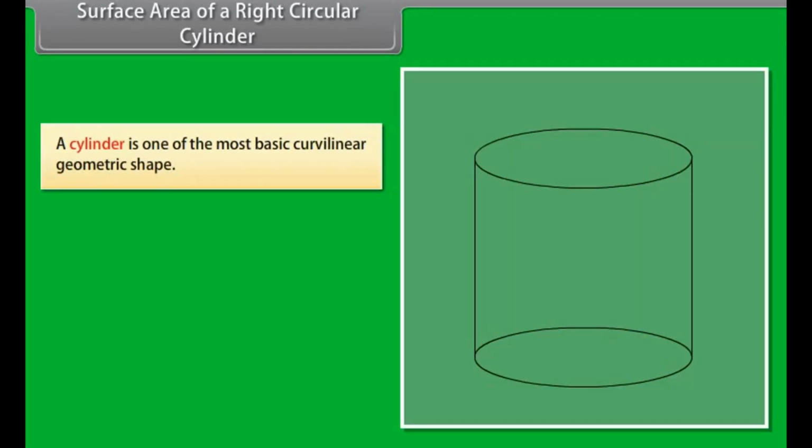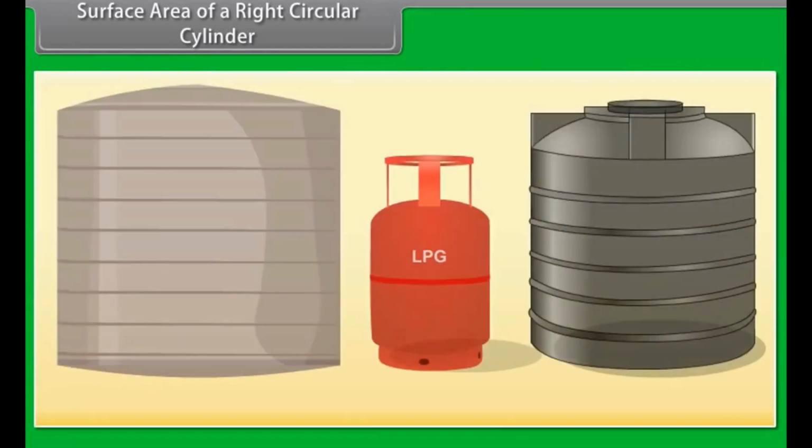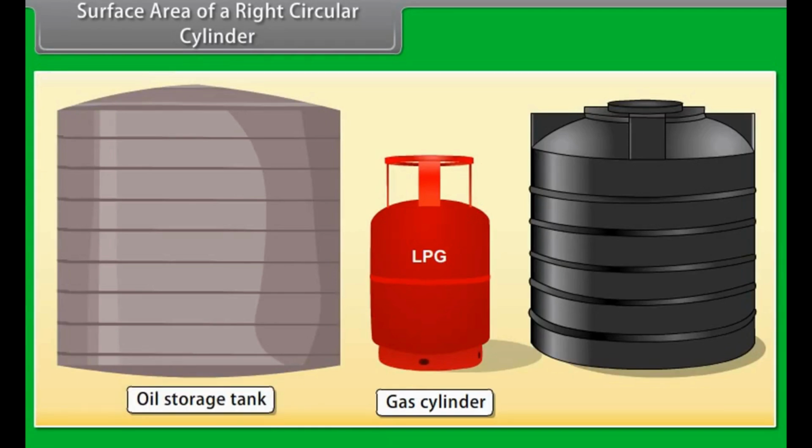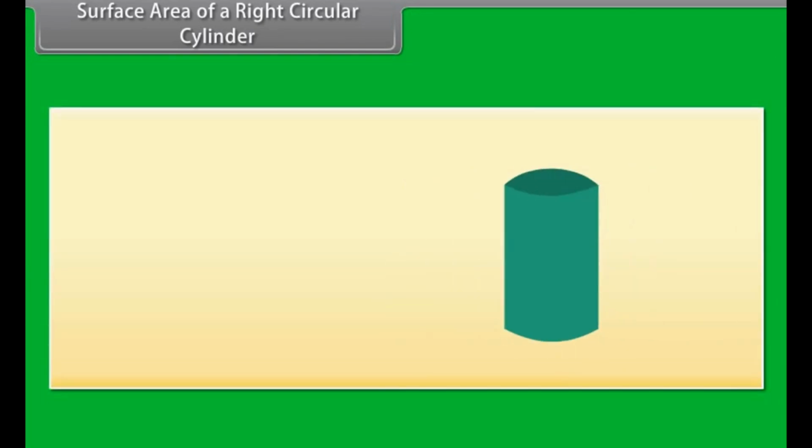Surface area of a right circular cylinder. A cylinder is one of the most basic curvilinear geometric shapes. A right circular cylinder is a cylinder whose base is perpendicular to its sides. Facility equipment such as the gas cylinder, oil storage tanks, and water storage tanks is often of this type. We get the curved surface area of a cylinder from a sheet of paper. When we roll it, we get a cylinder.